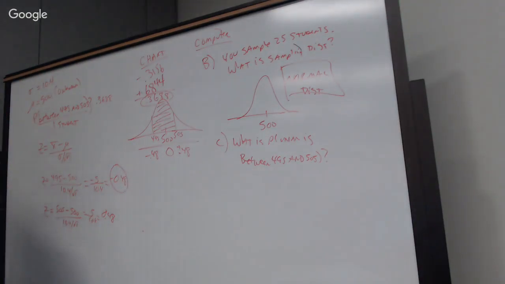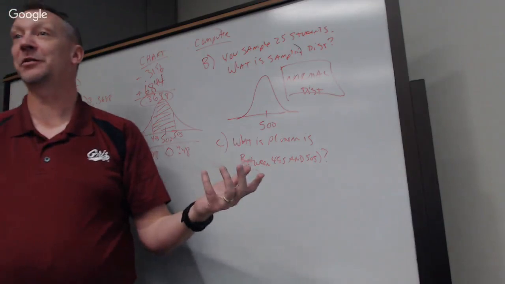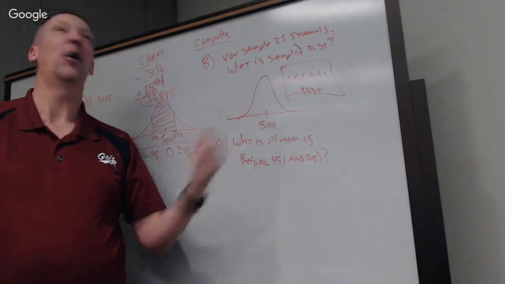Would you ever ask us what is the population distribution? No, because I would probably have to tell you. Sampling distribution is always going to be normal, even if the population is not normal. It could be exponential, it could be skewed, even uniform. I would have to tell you what the population was. Or I could say, I don't know what the population looks like. What is the sampling distribution? It's also normal.